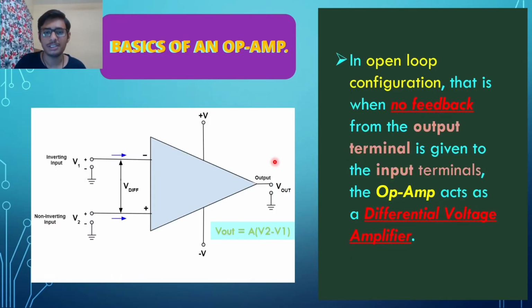In open loop configuration, that is, when no feedback is given from the output terminal to the input terminals, the op-amp acts as a differential voltage amplifier, meaning the output voltage of the op-amp will simply be A times (V2 minus V1). What is A? A is the open loop gain or the characteristic gain of an op-amp. V2 is the voltage applied at the non-inverting input terminal and V1 is the voltage applied at the inverting input terminal. So the output voltage is simply the difference of the voltages applied at the input times the gain.